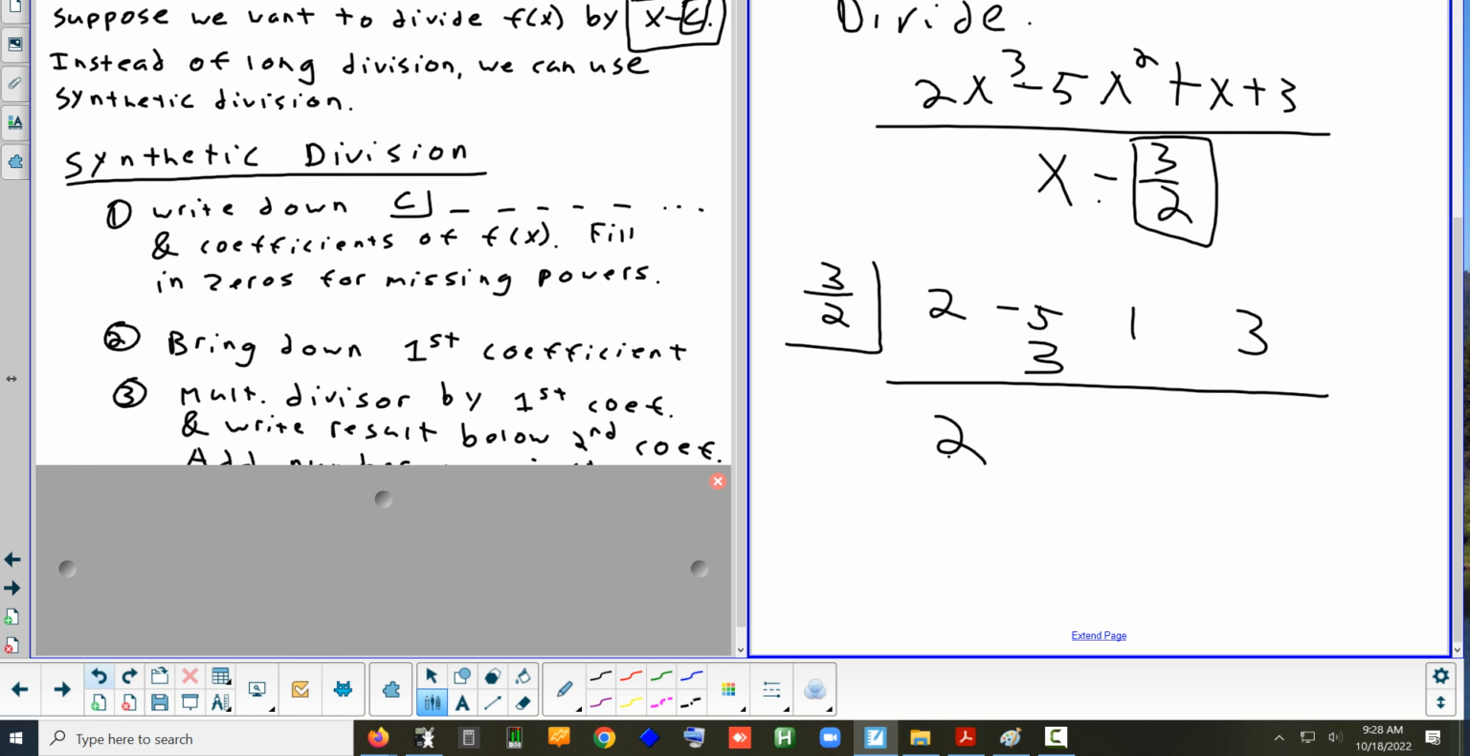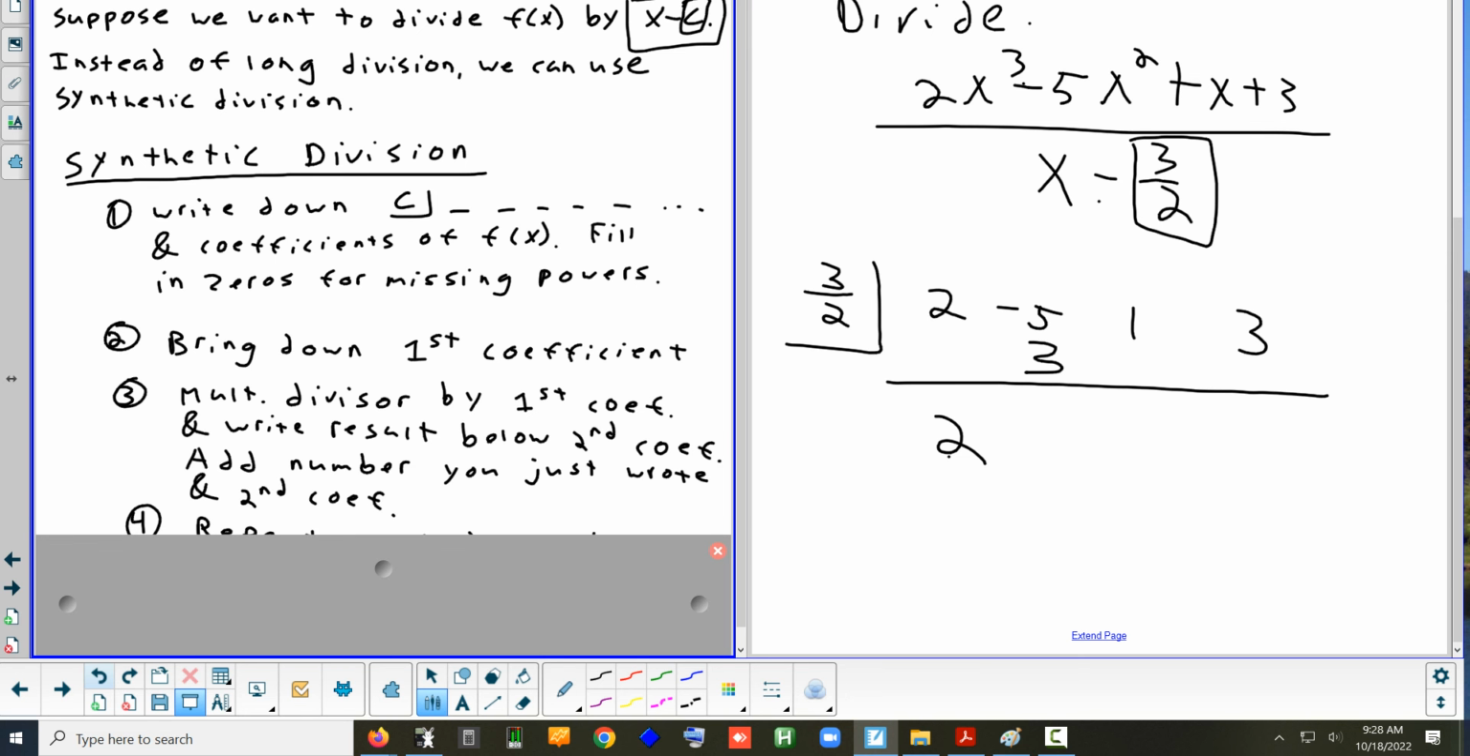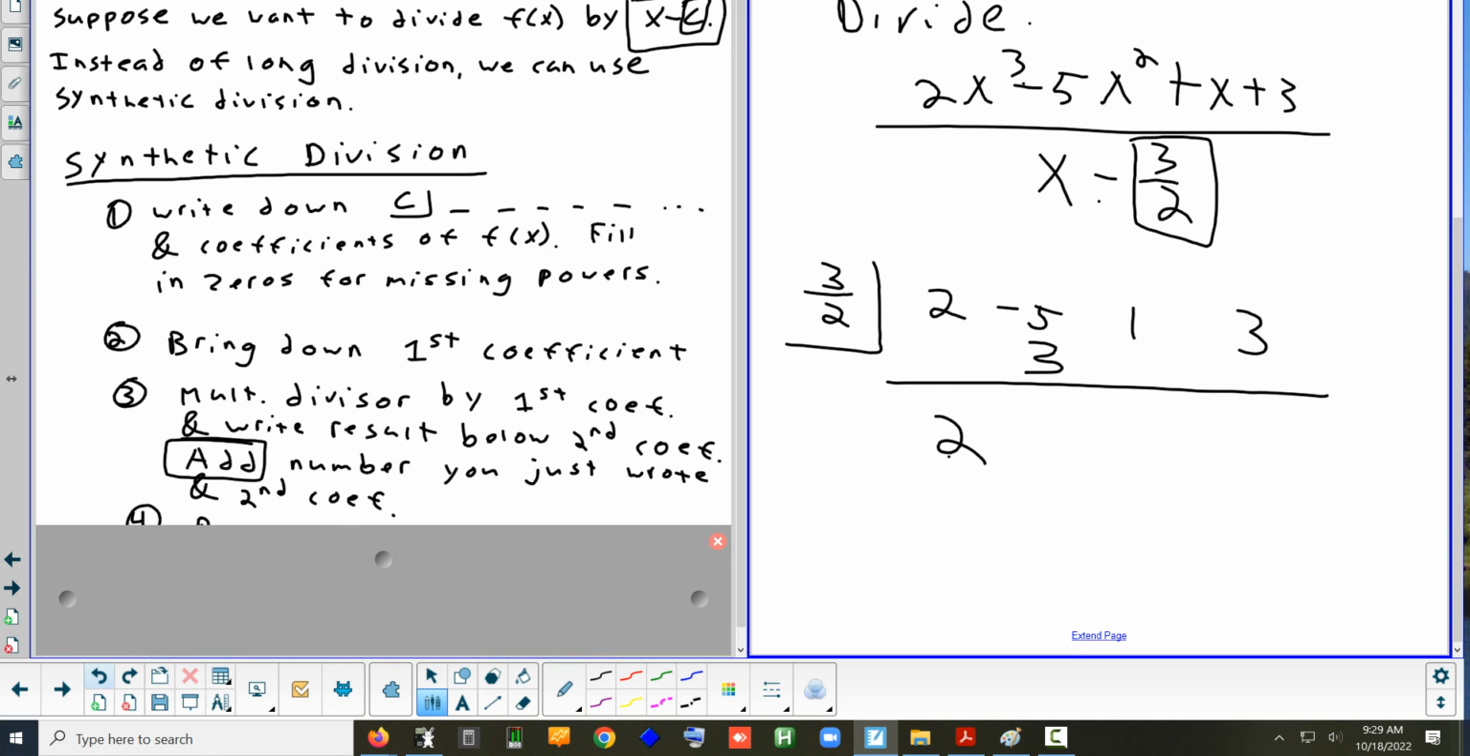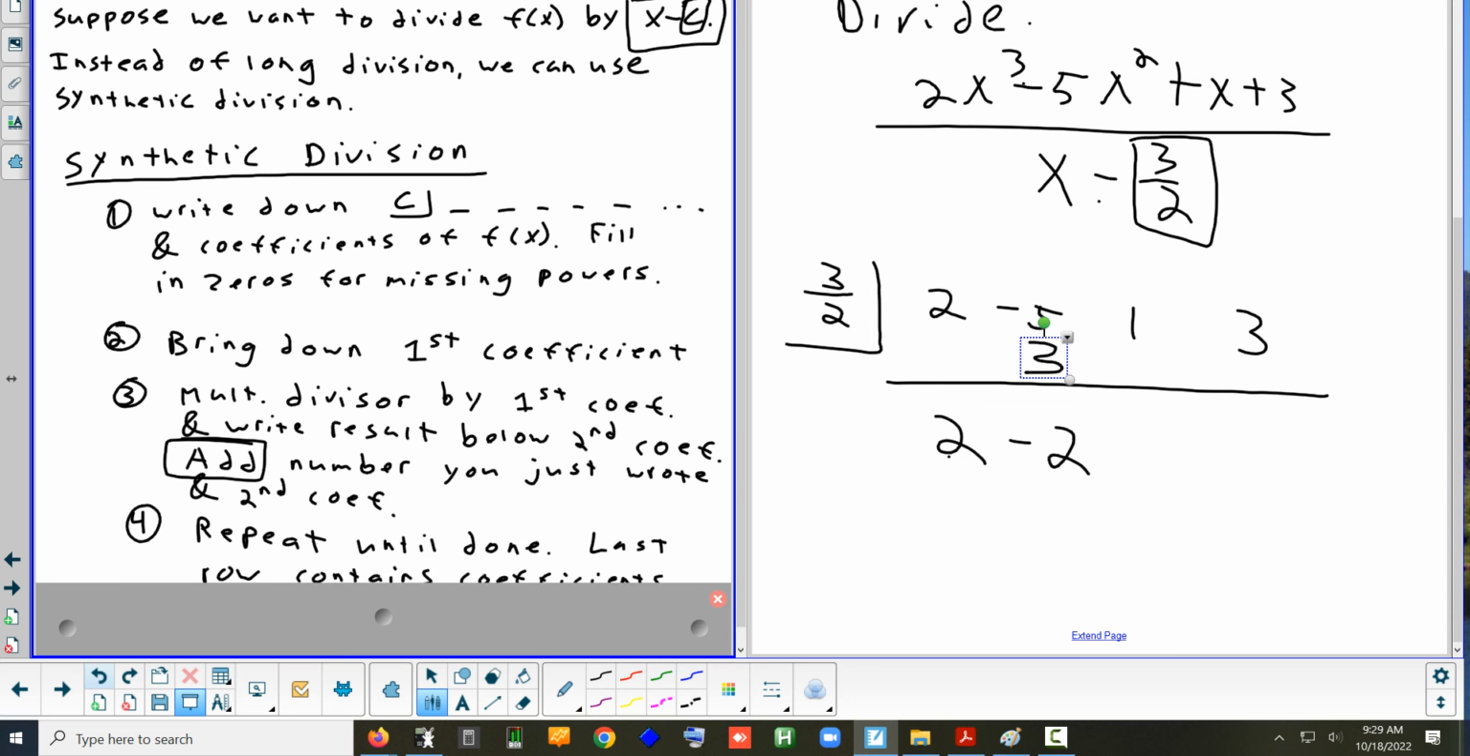And here's the big difference between long division and synthetic. Add the columns up. Yesterday we learned to subtract them. You do not subtract. You have to add them. What's negative 5 plus 3? Yep. Negative 2. Now, keep repeating that process. So let's repeat it until we're done. And then when we're done, I'll explain what the answer is based on that bottom row.